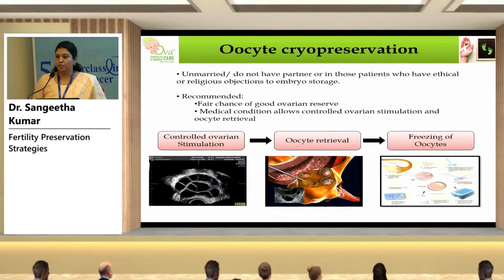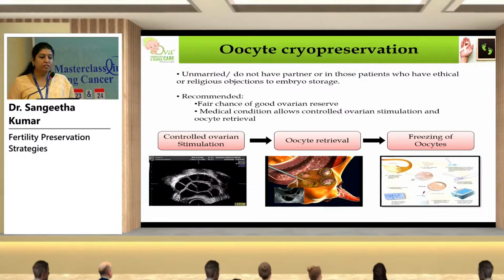So egg cryopreservation. This is recommended for unmarried patients, those who do not have a partner, or patients who have ethical or religious objections to embryo storage. It's highly recommended that they have a fair chance of good ovarian reserve, and the medical condition allows controlled ovarian stimulation and oocyte retrieval. In egg cryopreservation, we stimulate the ovaries. Once the follicles are of appropriate size, the egg retrieval is done and they are frozen.